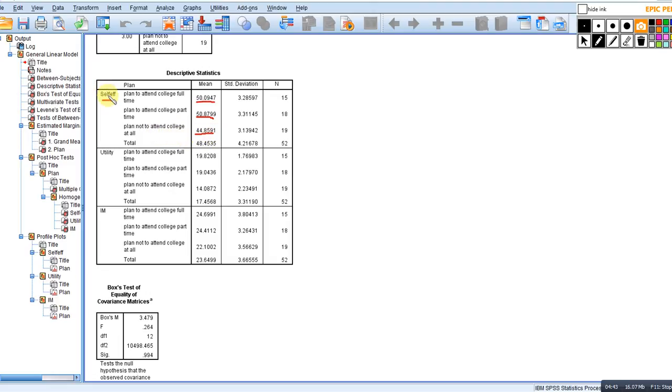On perceived utility, you had a similar trend where the lowest mean was for those who plan not to attend college. And then for intrinsic motivation, similarly, you had the lowest mean for individuals who plan not to attend college. The highest mean was for those who plan to attend full-time versus those who attend part-time.